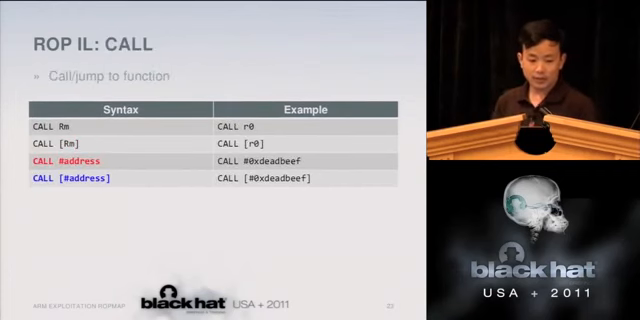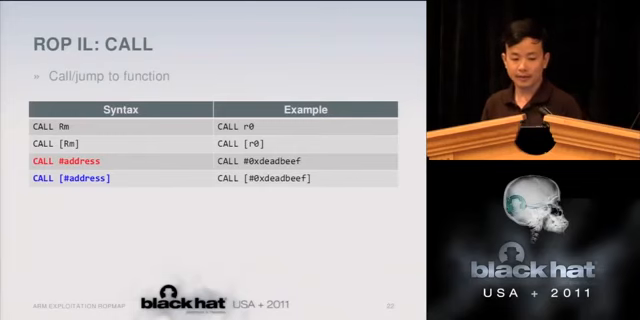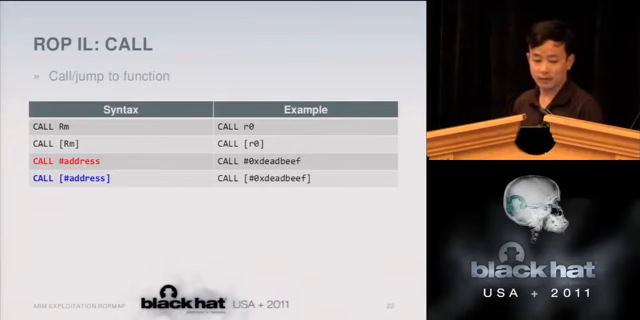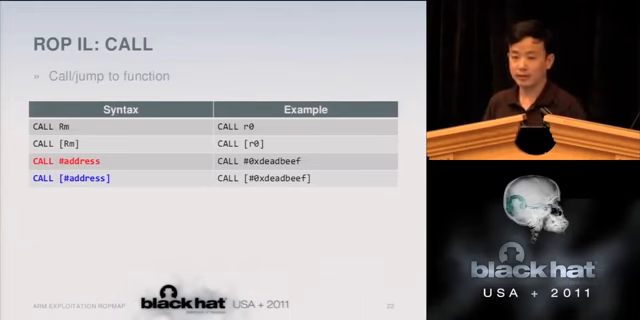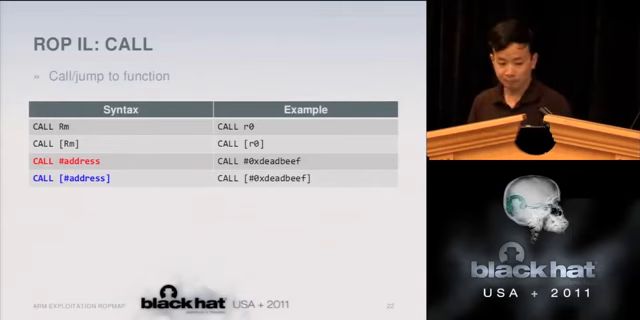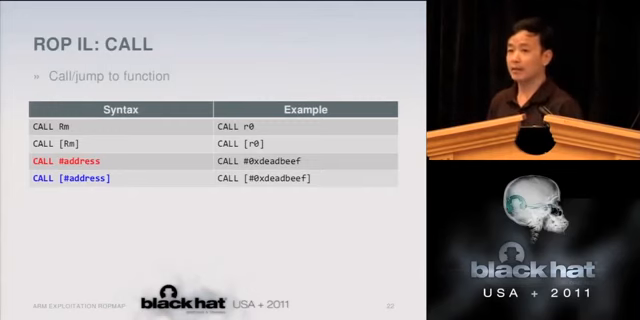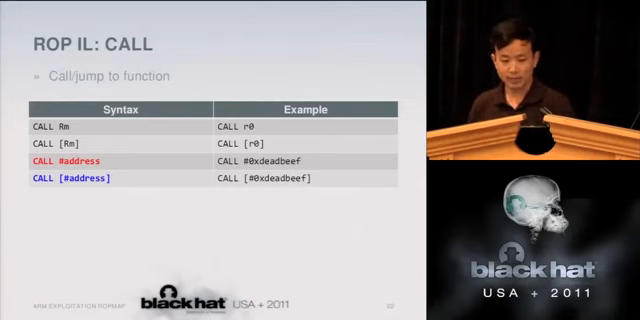The call instruction is the synonym for call or jump to a function. Here we can call by a register, like an indirect call to a register reference, call by an address, and call to a value reference by an address, like when we call an entry in the GOT table, for example.